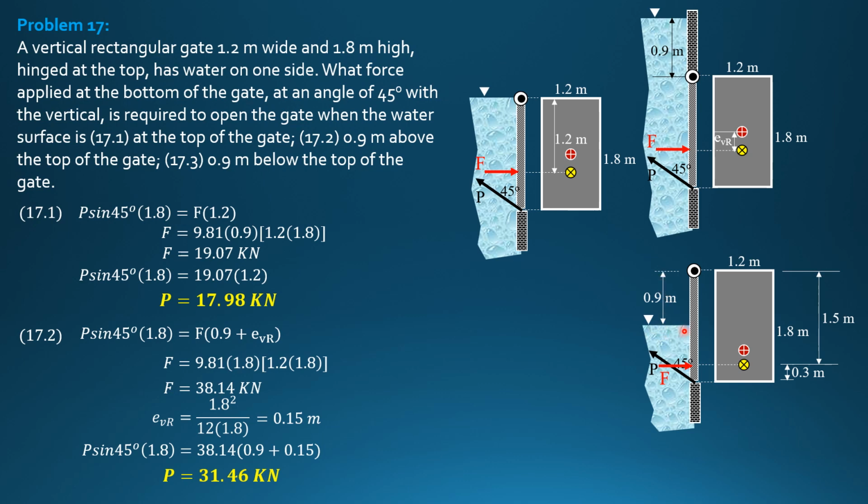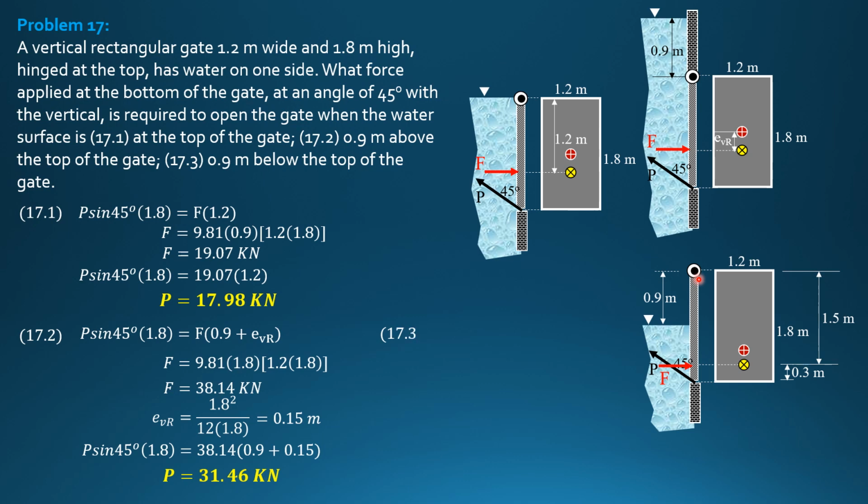Then for the last situation, the water surface is 0.9 meter below the top of the gate. So this is now the situation. The pressure diagram is still triangular. So we can locate F easily, 2/3 of 0.9. This is now 0.9, 1.8 minus 0.9, so 0.9. So 0.6 from the water surface, or 1/3 of 0.9, 0.3 from the bottom. So if this is 0.3, the line of action of the force F is 1.5 meters from the hinge.